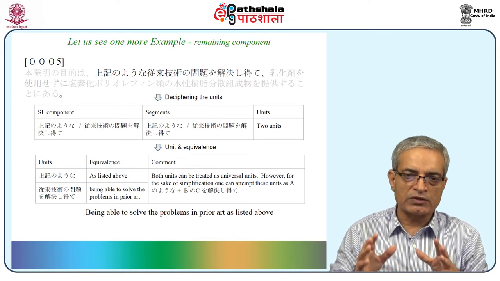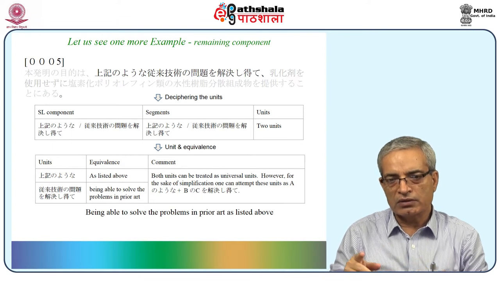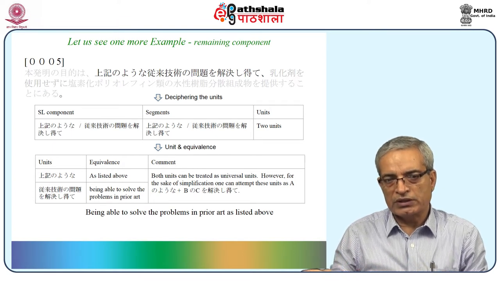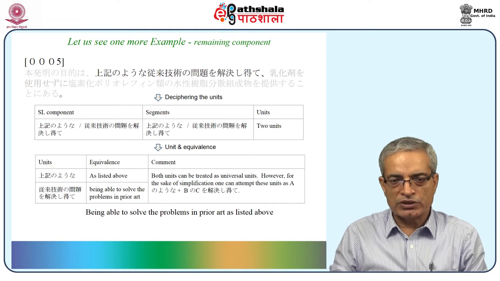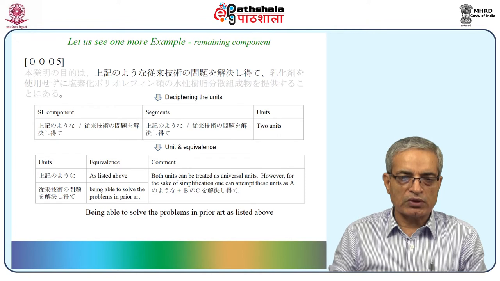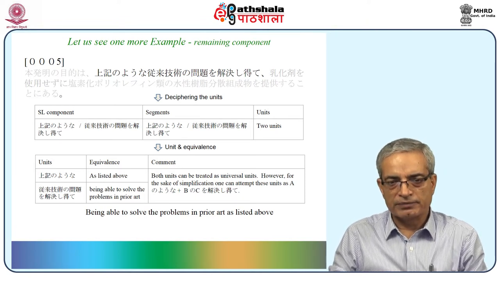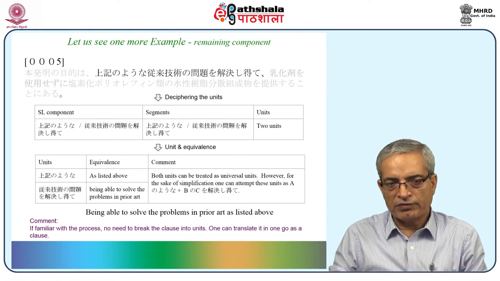However, for the sake of simplification, one can attempt these units as "A no yōna plus B no C o kaiketsu shite", and the combination is being able to solve the problem in prior art as listed above. You know, if familiar with the process, you don't need to break the clauses into units. One can translate it in one go as a clause.